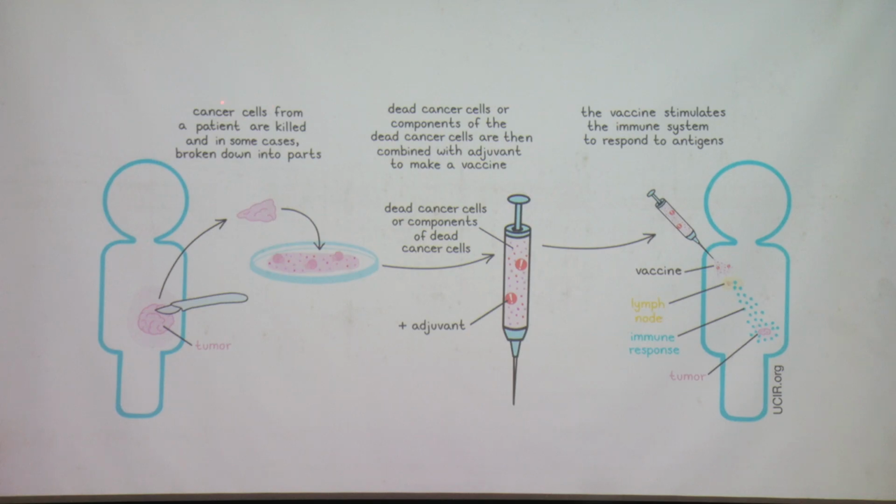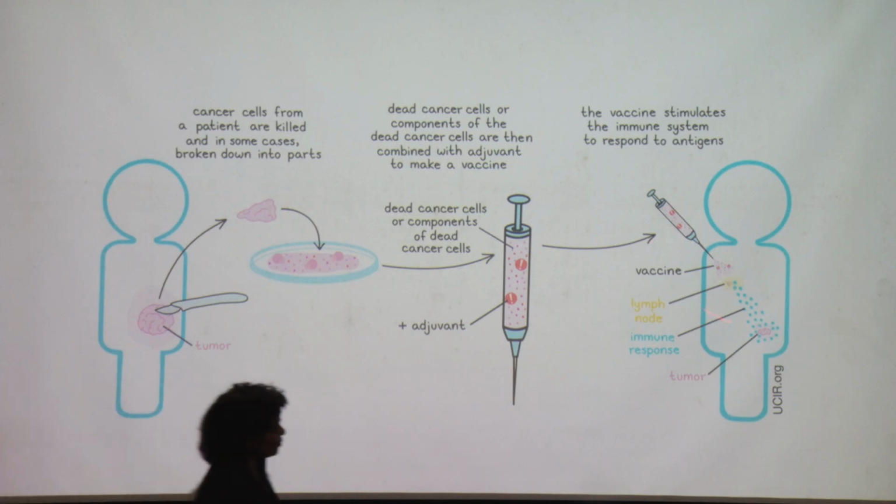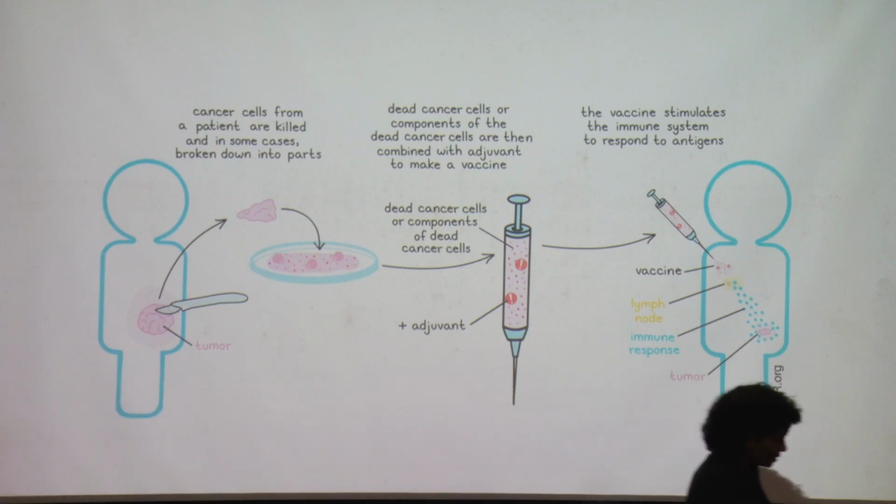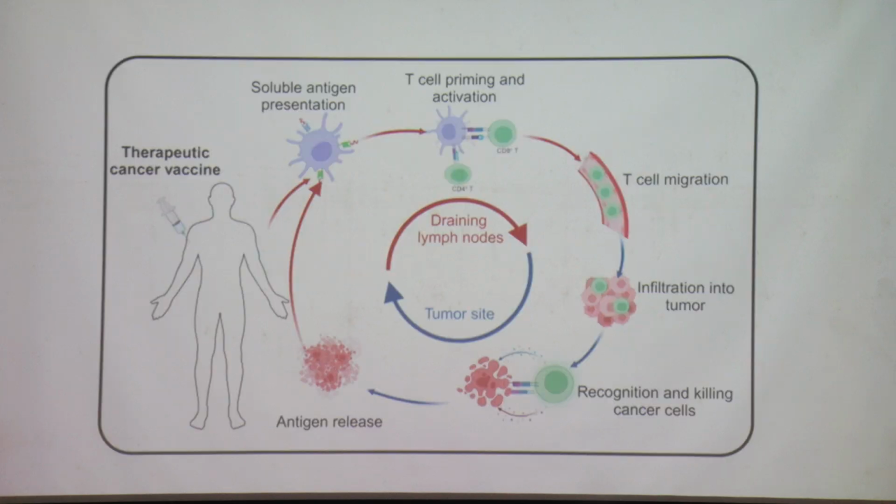So cancer cells from a patient are killed and in some cases broken into small parts. Why killed? You don't want to put in live cells. If you put in live cells, they will cause cancer. That's really bad, so you break them apart. You take the proteins which are expressed specifically there, you put them back, you start the immune reaction, you make the vaccine, you give it to the patient, and it will kill the tumor cells.